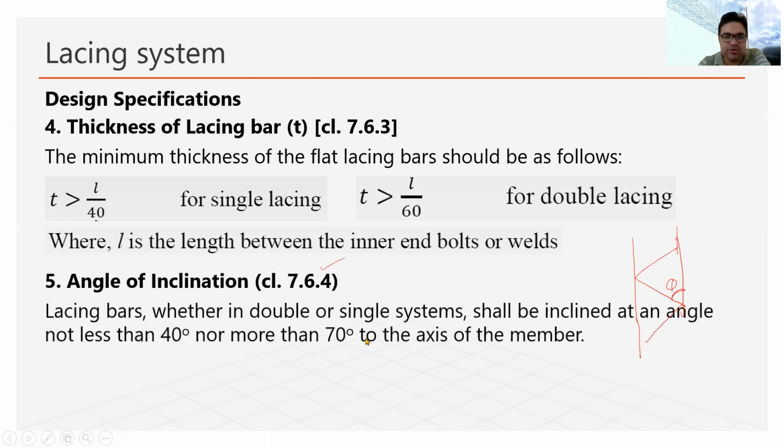As per IS code recommendation, generally the value of theta should not be less than 40 degree, and it should not be more than 70 degree. Generally, I am telling you, the most favorable angle for theta is 45 degree. Generally, we use 45 degree as the angle of inclination for the lacing bar. So that is the limit given by the IS code.